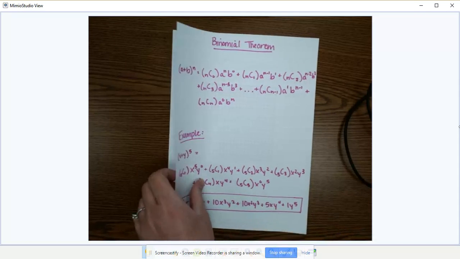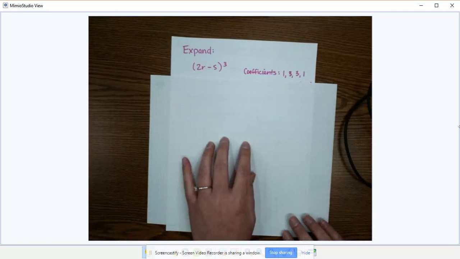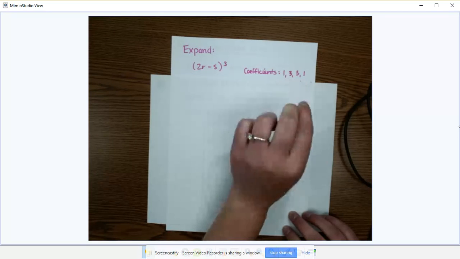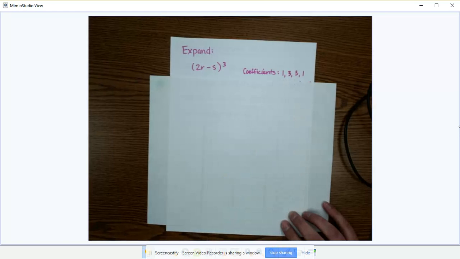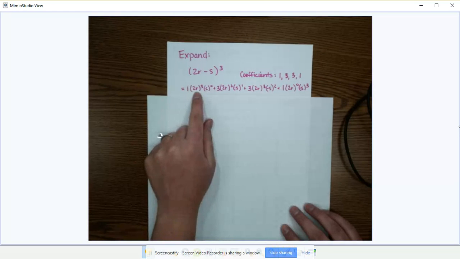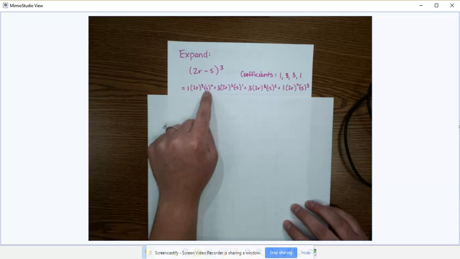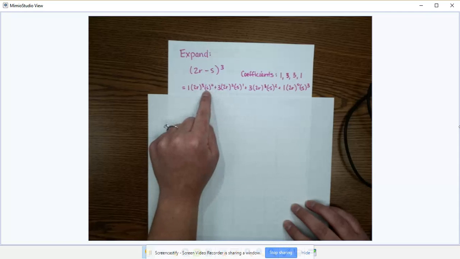Let's try a little more complicated one. If we have (2r − s) cubed, our coefficients would be the third row, or our cubed row, of Pascal's triangle. So our coefficients are 1, 3, 3, and 1. Knowing that, I'm going to have 1 times, this time our a value is 2r, and our b value is this negative s. Can't really see that negative, but it is in there.